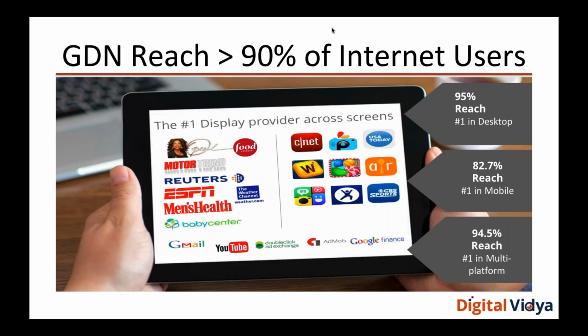Not just that, if you look at device wise usage, people logging onto internet from desktop or mobile or across multiple platforms, you can see that almost 95 percent of these internet users are accessible through Google's display network. So that's a tremendous amount of reach that you can potentially have when you target the Google display network. Now, is that a good or a bad thing, having such a vast network at your disposal to be targeted?